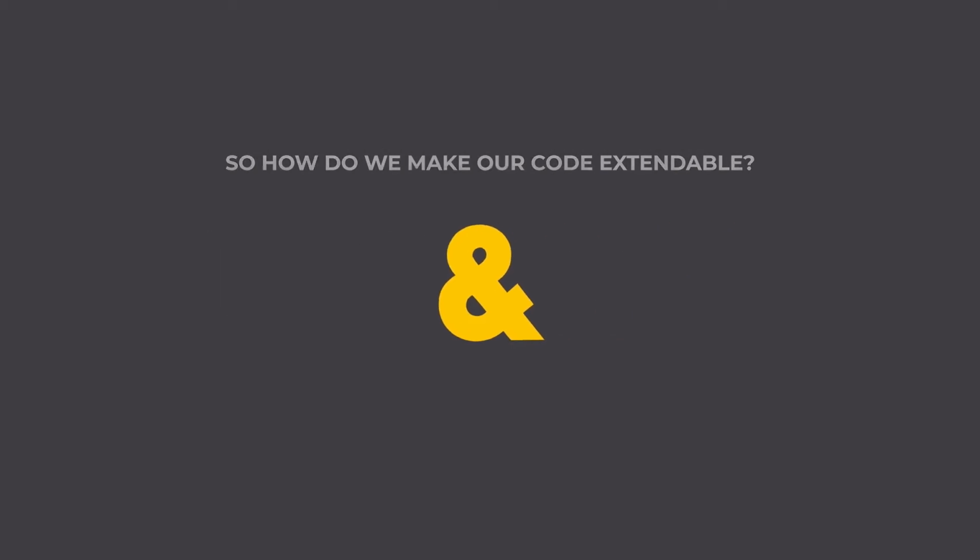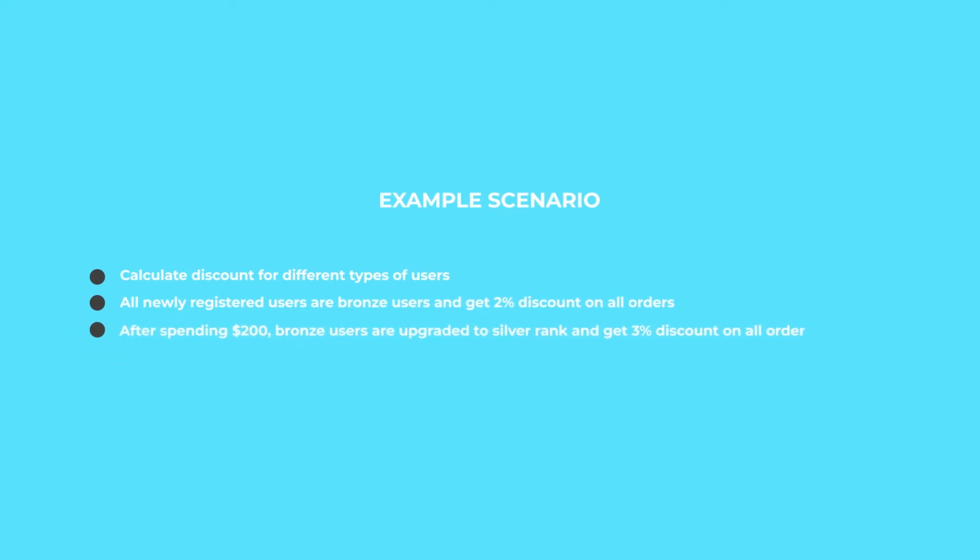Let's look at a scenario. We need to calculate the discount for different types of users. All our registered users are by default considered bronze users, and they will get 2% discount on all their orders. Once they have spent $200, they are upgraded to silver rank, and then they will get a 3% discount on all the orders. When they have spent $1,000, they are upgraded to gold members, and now they can enjoy 5% discount on all their orders.